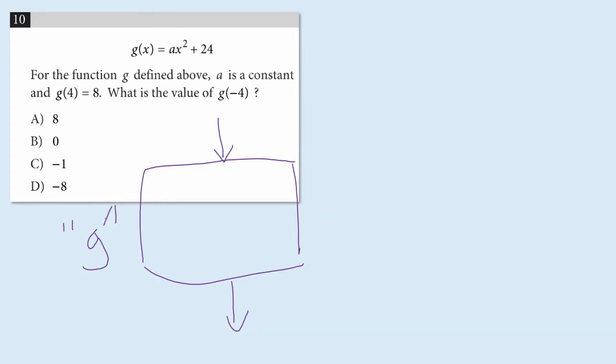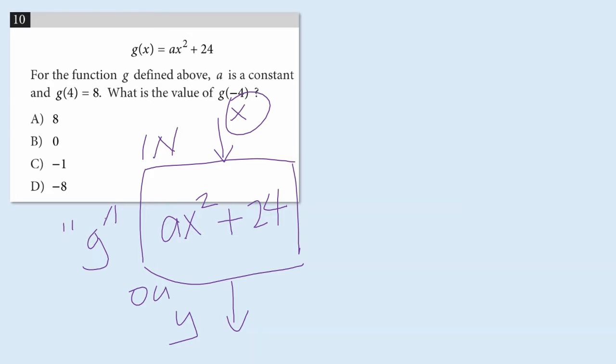And something called x will go in, and whatever goes in, we're going to square it and multiply by a, and then add 24. That's what the machine does. It takes whatever's coming in, squares it, multiplies by a, and adds 24. And the thing that comes out, let's just call it y, because that's terminology that you are familiar with. So something goes in and something comes out.